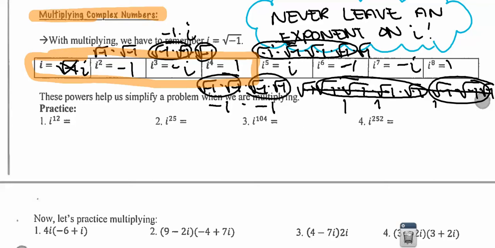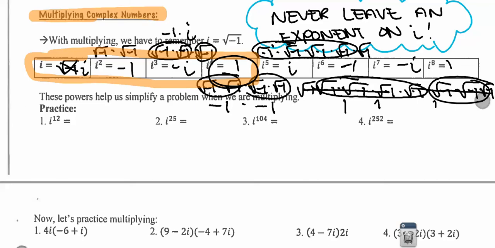I don't want to have to write i to the -1 12 times. So instead, I'm going to find the closest multiple of 4 to that exponent, and then I'm going to determine what my remainder is. And why I'm using 4 is because i to the 4th equals 1, which makes my life so much easier, because it's just going to be 1. It's going to be gone. So if my exponent is divisible by 4, then my answer is 1. If it's not divisible by 4, then I have to determine what the remainder is to determine my answer.